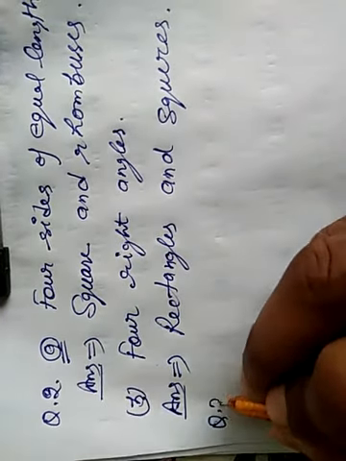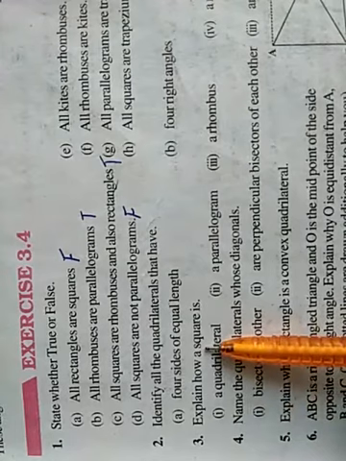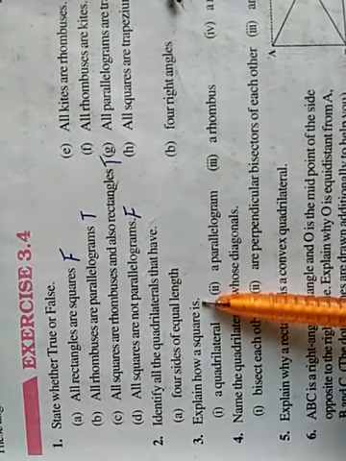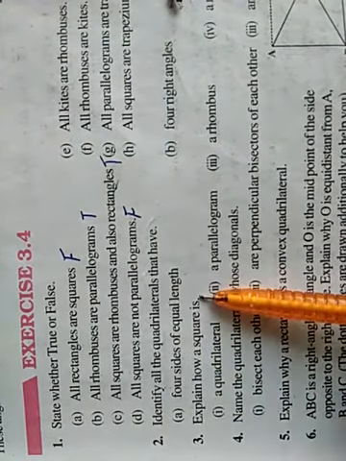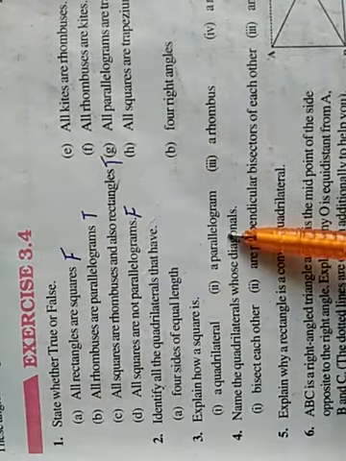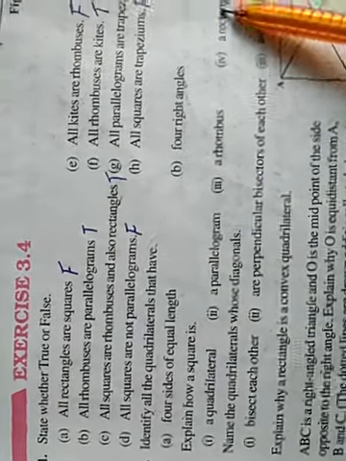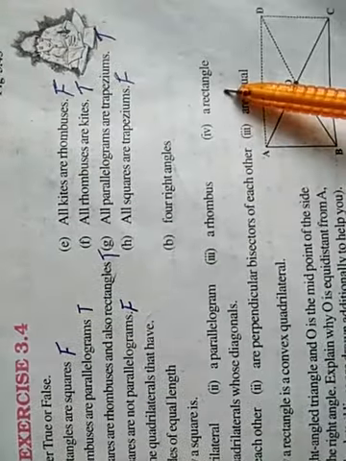After this, see question number 3. Explain how a square is: first part, a quadrilateral; second, a parallelogram; third, a rhombus; and last, a rectangle. कैसे explain करेंगे हम? So see.